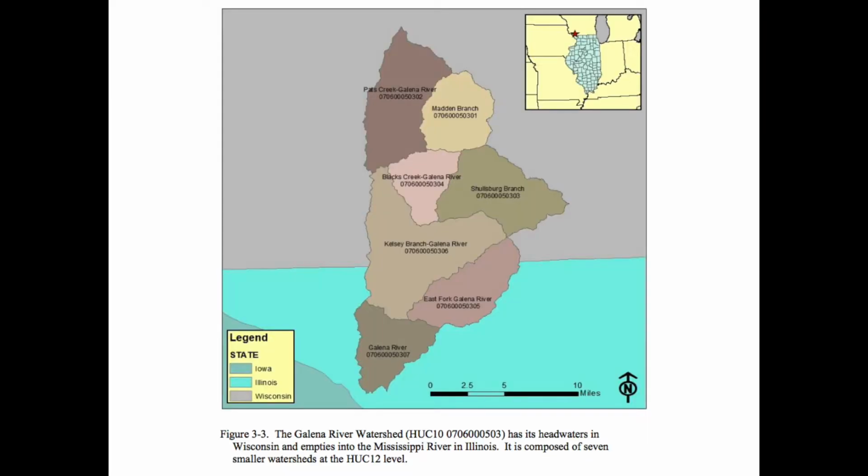The lower Galena subwatershed sits at the bottom of the entire Galena River watershed, which extends up into Wisconsin as the Fever River. Therefore, while we're focused on the land area within our own subwatershed, it's important to understand that the portion of the Galena River we're studying is receiving flow from the entire watershed area to the north.